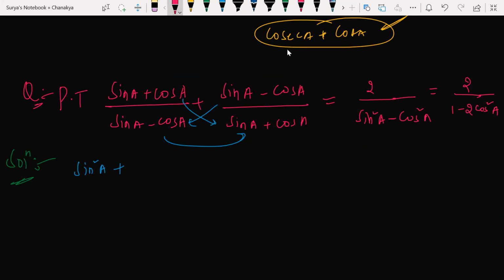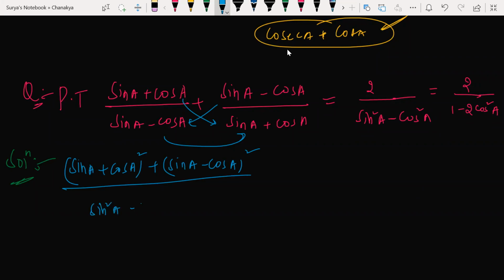Yes, A plus B whole square, you can simply expand it. I thought of writing directly. Sin A plus cos A whole square plus sin A minus cos A whole square, the whole divided by A plus B into A minus B, so sin square A minus cos square A.